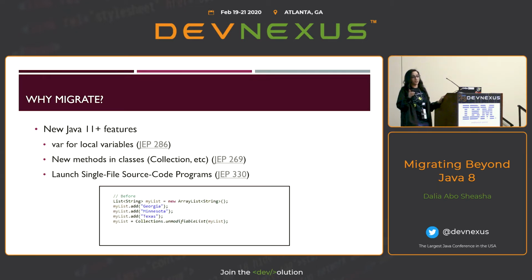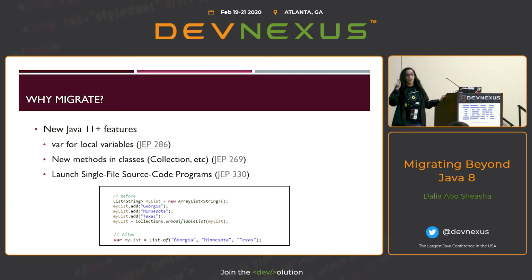An example of this is, before, in Java 8, I would have had to create my list like this. I would have had List<String>, have to set it up, and then I have to add. So here I have a list of my states. I would have had to add Georgia, Minnesota is where I'm from, and then Texas, and then I have to assign it as an unmodifiable list. It's a lot of lines. I don't like that. I like concise code.